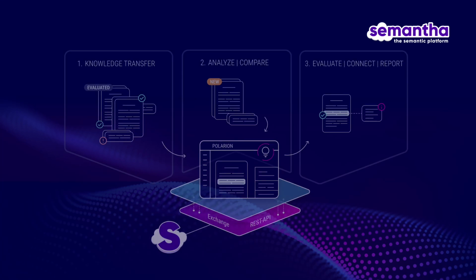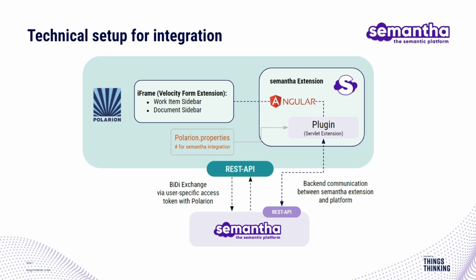To begin, let's look at the technical setup for the integration. Semantha can be deployed as a servlet extension onto your Polarion instance. This setup provides an Angular-based user interface that is displayed in an iframe window within Polarion, all managed through the Polarion properties file. This integration enables seamless communication between Polarion and Semantha, allowing documents to be sent back and forth for semantic comparison and showing results directly in the iframe.